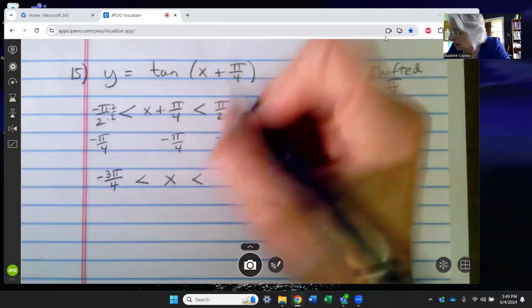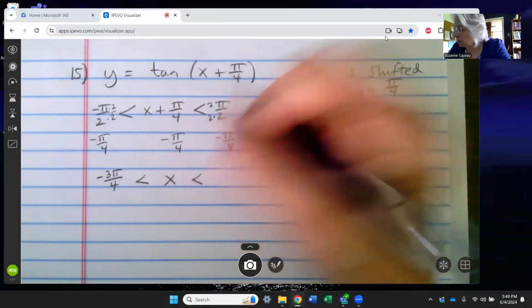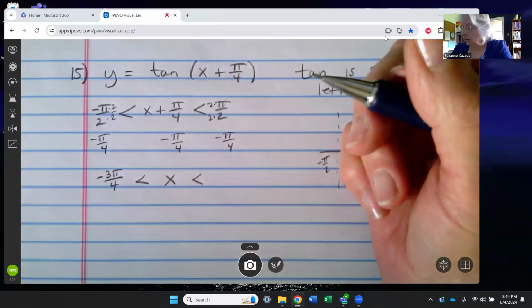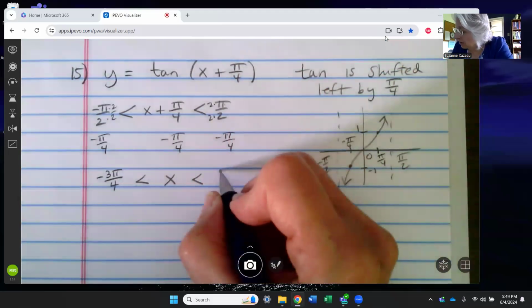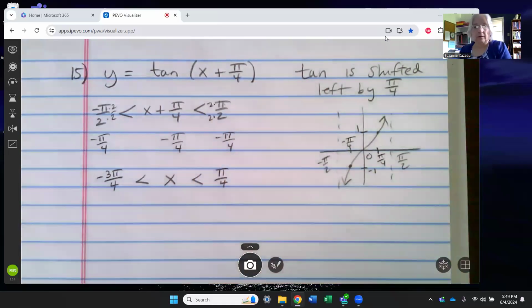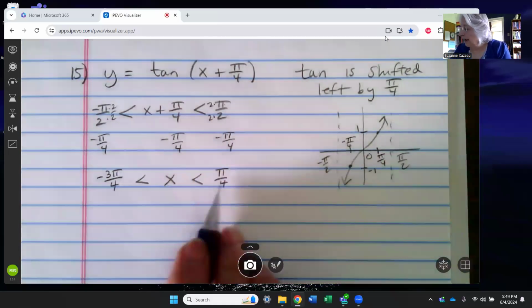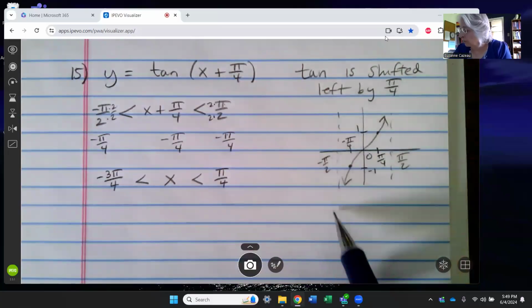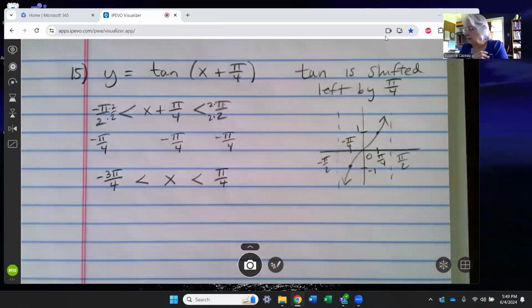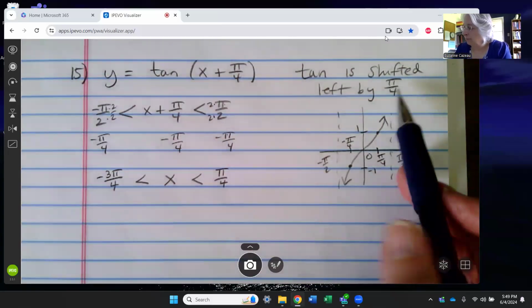And then here, again, I got 2 over 2. So 2 pi minus a 1 pi is going to be pi. So that's pi over 4. So these are the new asymptotes, the new vertical asymptotes that we have when we shift it to the left by pi over 4.